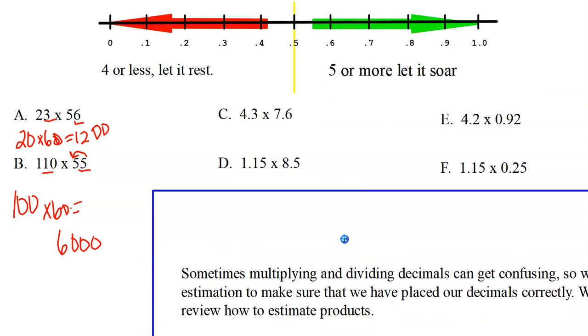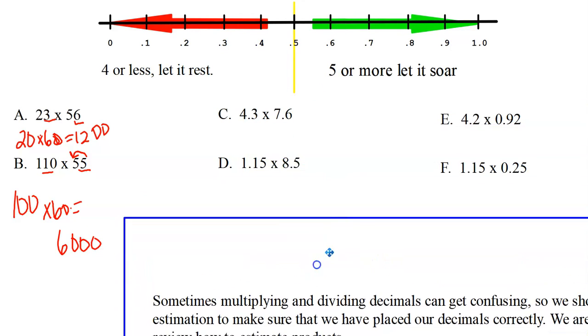Okay, let's look at a couple more examples. Here is C and D. Oh yeah, and then I'll show you the hill. Okay, so I'm going to say this is 4 or less, let it rest. So I just round that to 4. And then this is 5 or more, so I bump it up to 8. 4 times 8 is 32.